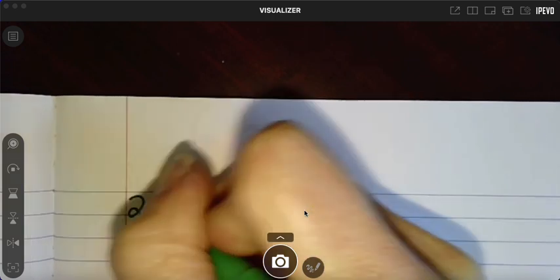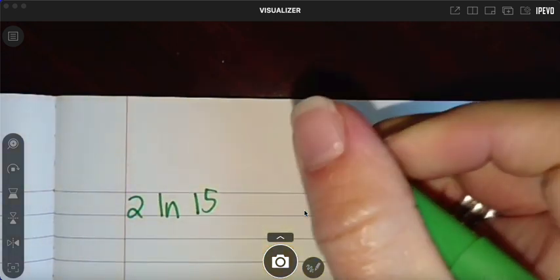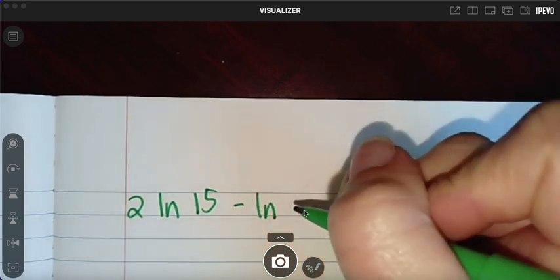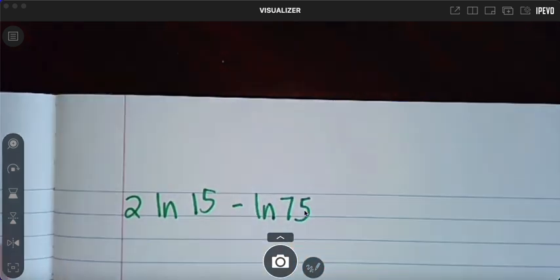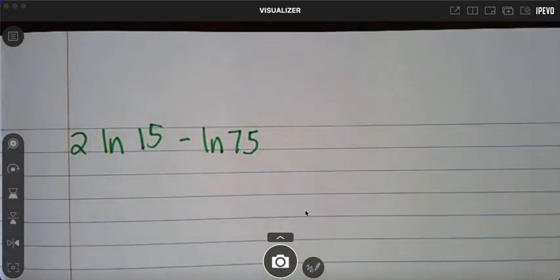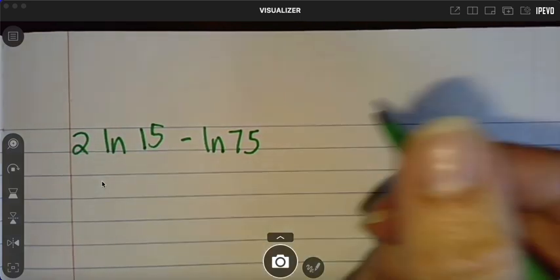They have 2 natural log of 15 minus the natural log of 75. And they want us to write this as a single natural logarithm. That's LN, natural log. It looks like IN, but it's LN, natural logarithms. So 2 and 15. Now, what would you do with that 2 out front? Move it to the exponent. These are still logarithms. It's natural logarithm. So you just move your 2 to the exponent.